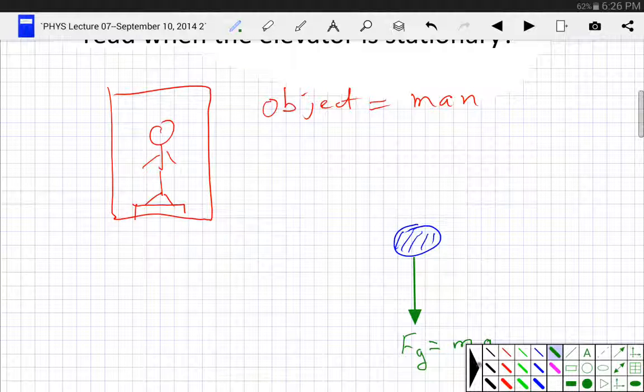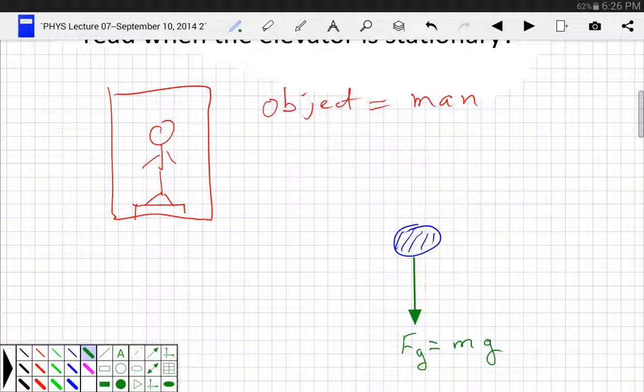Next, I'm going to have my normal force. The normal force is a force that is keeping him from going into the scale. So the scale is horizontal. To keep from going into the scale, the normal force is pointing out of the scale, which in this case is going to be vertical. So I have here the normal force. And that's all the forces that are acting on the man. Very simple.